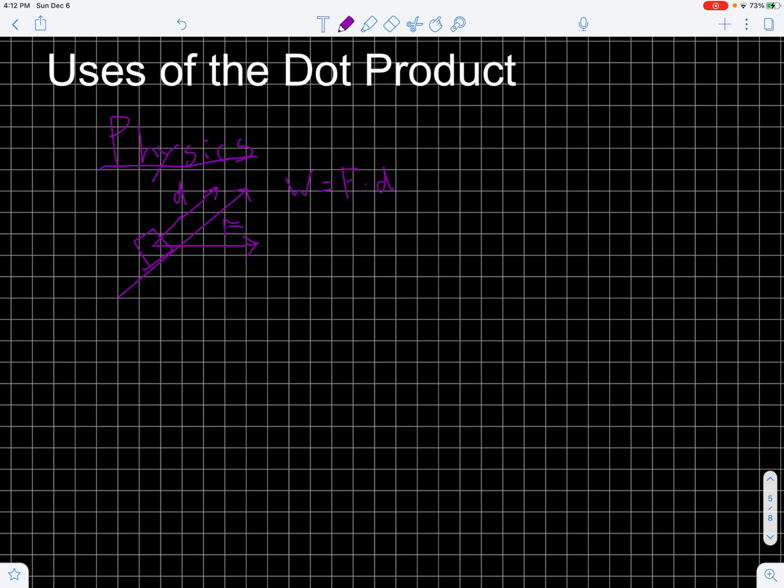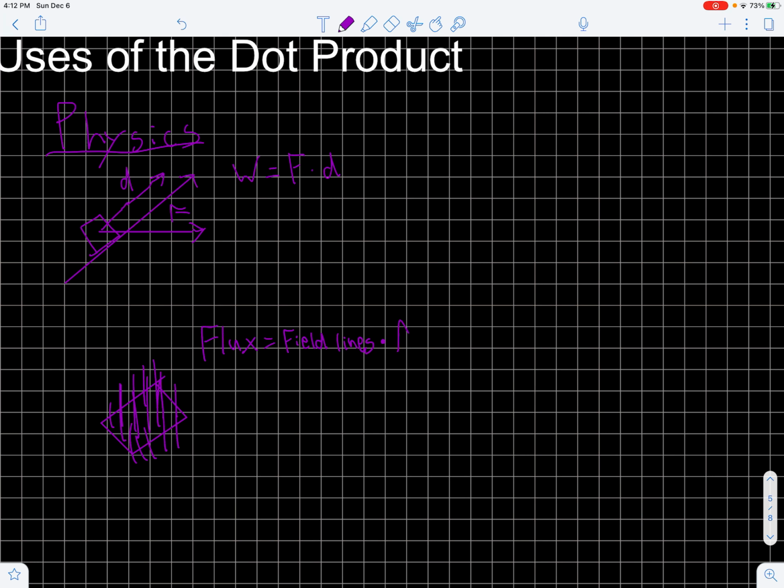Which is cool. And also magnetic flux, which is something that you guys haven't really talked about, but if you have some area and you have magnetic field lines flowing through it, flux is equal to the dot product between the field lines. I frankly can't remember the variables, so I'm not going to waste your time trying to remember them.